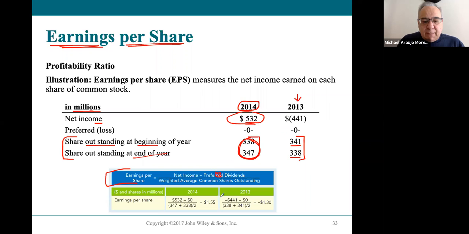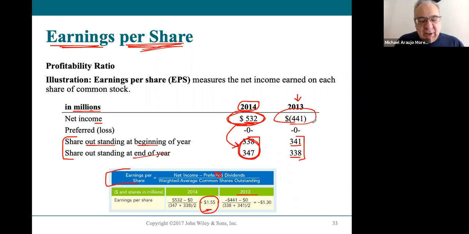So in 2014, if they split up that $532 million profit per share of ownership, each share would have earned $1.55 of that profit. Okay. Now, clearly, that was better than the previous year where they lost money. So again, the wonderful thing about a company is when it's profitable, the profits are owned by the owners. That's really good. But the loss is also owned by the owners.